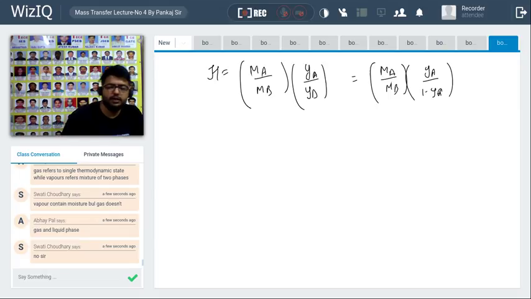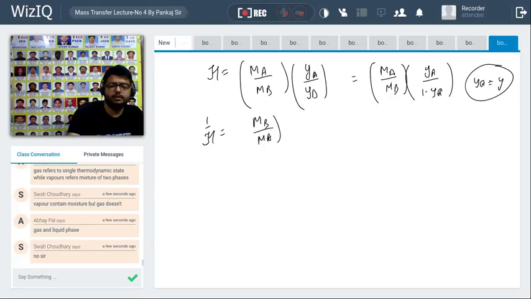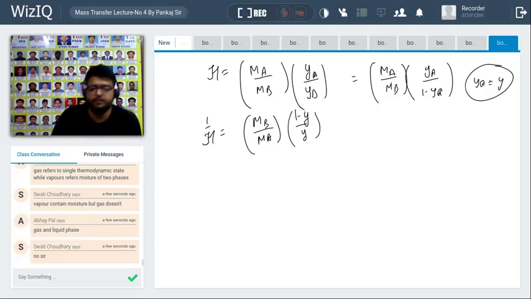Okay. Now we will calculate the value of YA in terms of humidity, because sometimes the humidity is given to you and then you need to find out the mole fraction of that component into the gas phase. Okay. So it is calculated as follows. Replace YA with Y so that it becomes easy for us. So 1 upon H is equal to what? MB upon MA into 1 minus Y upon Y.